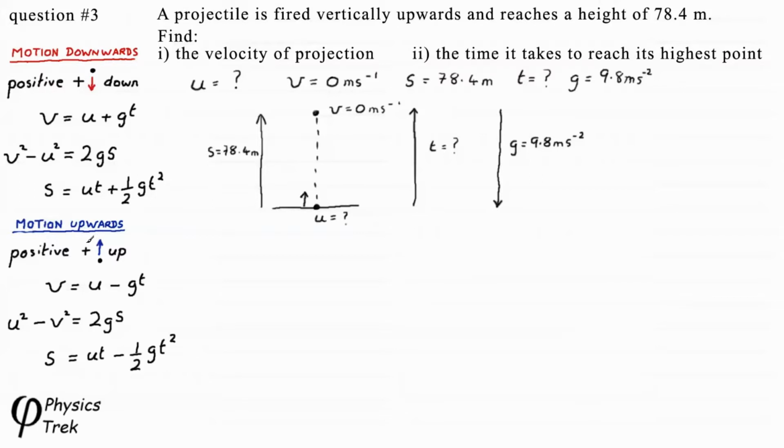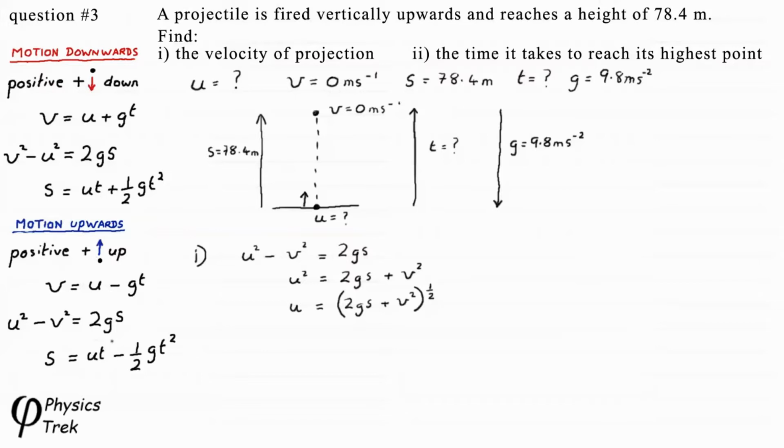And now to the choice of equation. Remembering the initial velocity is up, motion's upward, positive is up. We don't have t, so we have to use this equation, u squared minus v squared equals 2gs. So let's just write that down. u squared minus v squared equals 2gs. Now we need to make u the subject of the equation. So we'll have u on the left and everything else on the right.